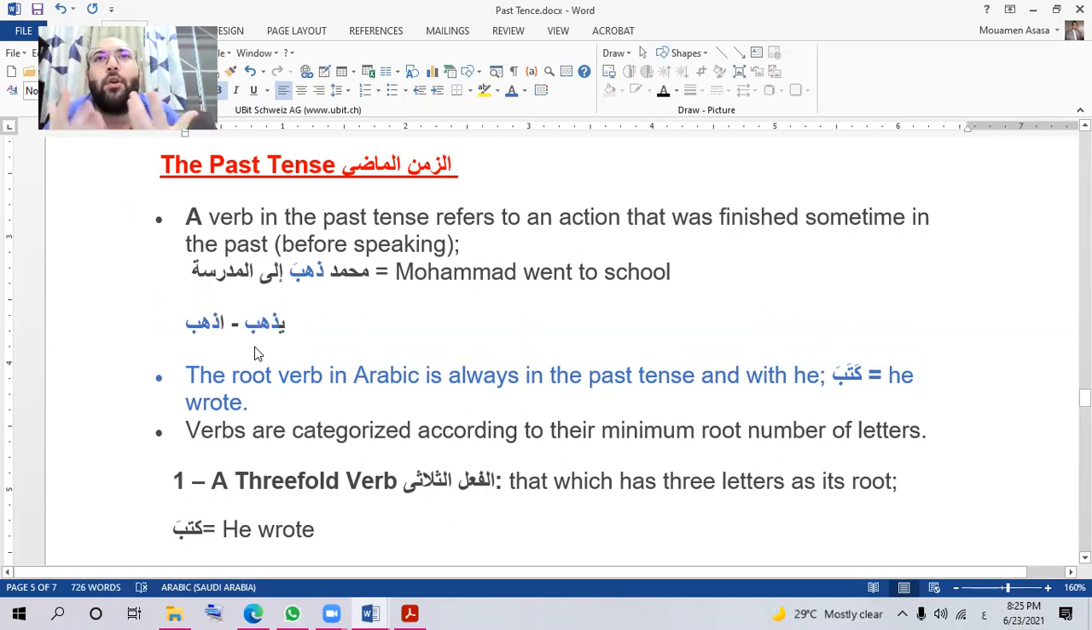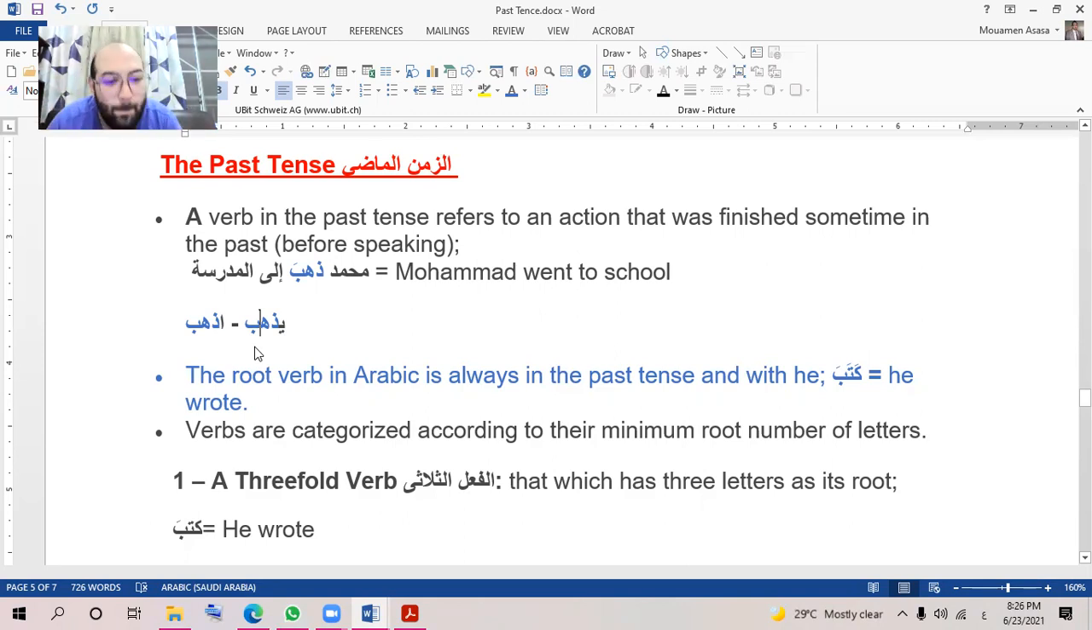But what is the root of the meaning? ذهاب, the name of the verb. ذهاب, going. The name of the verb. ذهاب, going. That means he's going from one place to another place. This is the root, that means the meaning. So now when we ask what is the root of the verb, I'm asking what is the past tense of the verb. So always in Arabic, all the verbal sentences, all the verbs go back to the past.